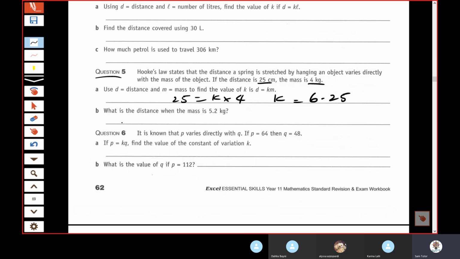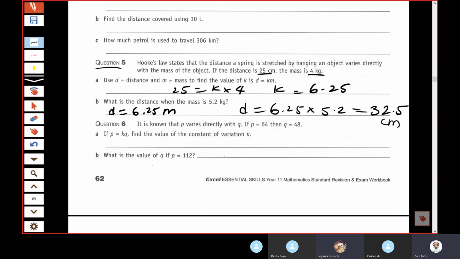Your new equation is D equals 6.25 M. And then what is the distance when the mass is 5.2? Times 5.2. Distance is 32.5 centimeters. All right. Easy stuff.